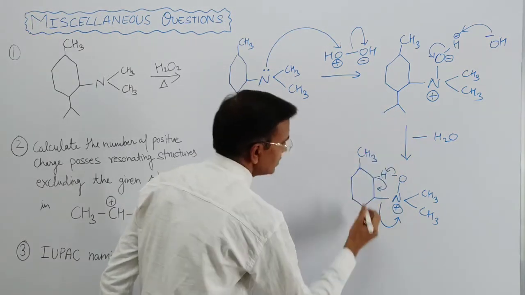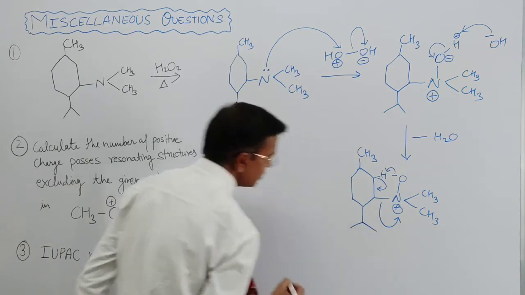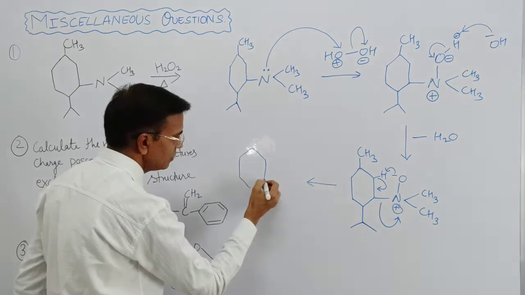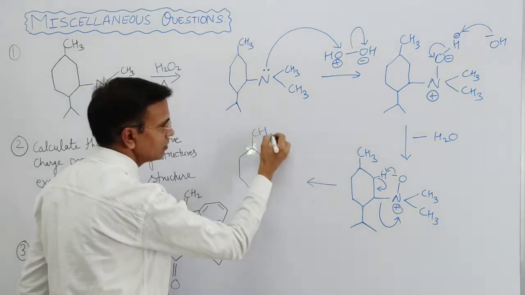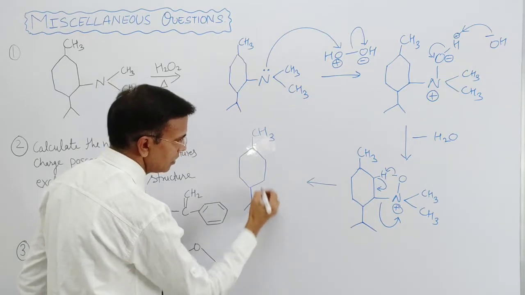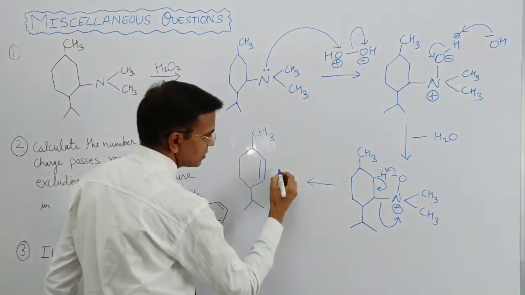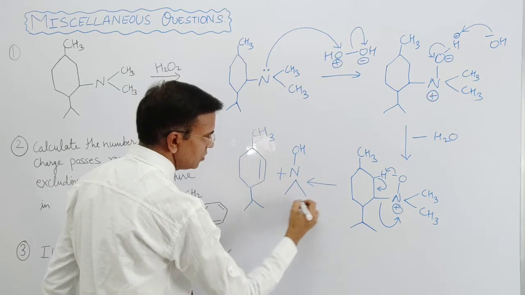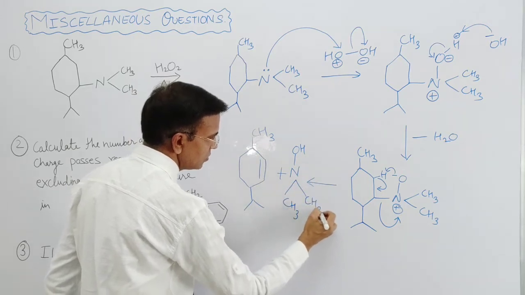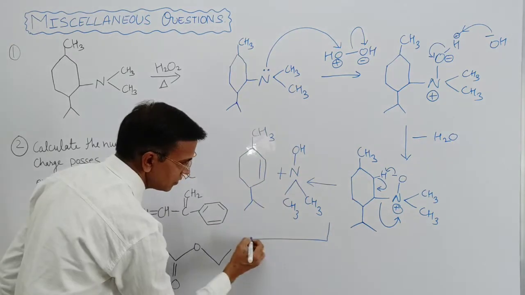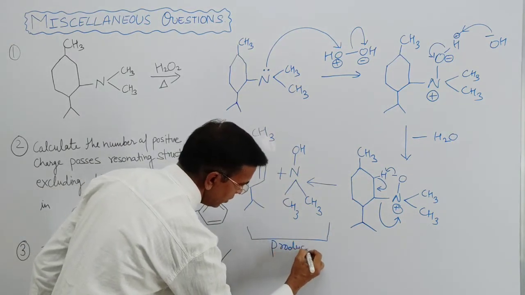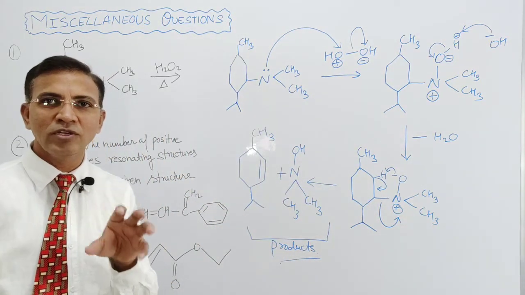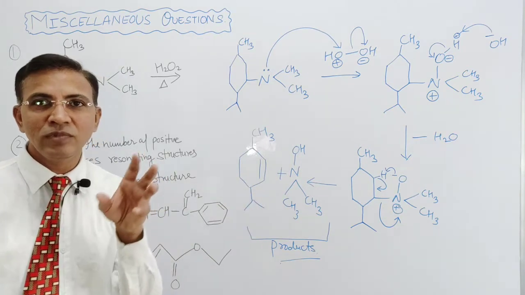And here is this alkyl group which is there. So the species formed will be CH3 and a double bond here plus an OH with two CH3 groups. So these are the products in the given question. You have to go through the mechanism. If you want to solve any kind of question easily, then you must follow the mechanism.